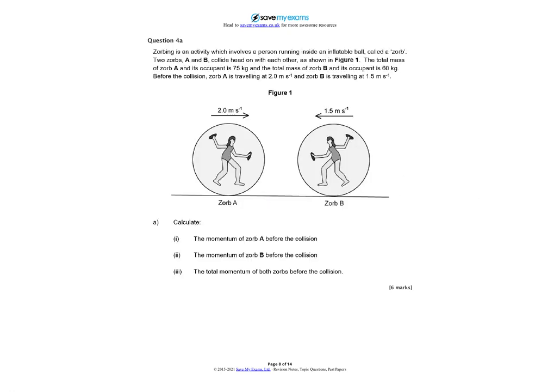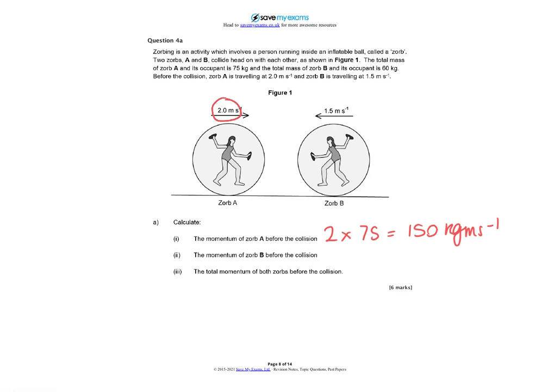Question 4a is about Zorbs. So we've got two Zorbs that collide head on with each other, and we've been given its mass and their speeds. So for part A, we've got to calculate the momentum of Zorb A before collision. So we've got the speed of 2 that I can spot there, and it has got a mass of 75. So it's 150 kilogram meters per second.